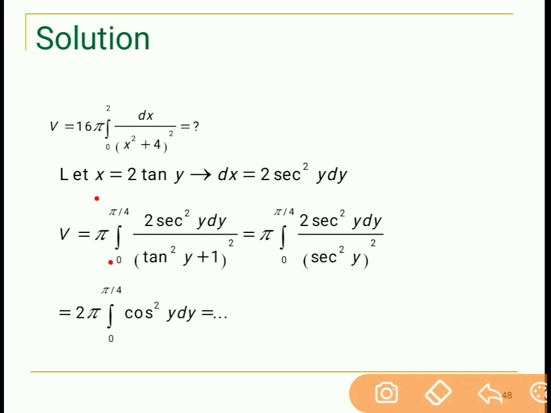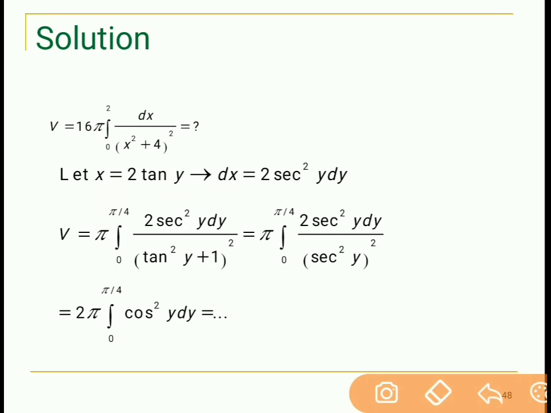The integral limit will change, because we have substituted x is equal to 2 tan y. So when x is equal to 0, tan y will be 0, so the answer will be 0. When x is equal to 2, then tan y will be equal to 1. If tan y is equal to 1, then y will be equal to pi by 4. So we have an integral from 0 to pi by 4, 2 times sec square y into dy upon tan square y plus 1, and it can be converted into sec square y the whole square.